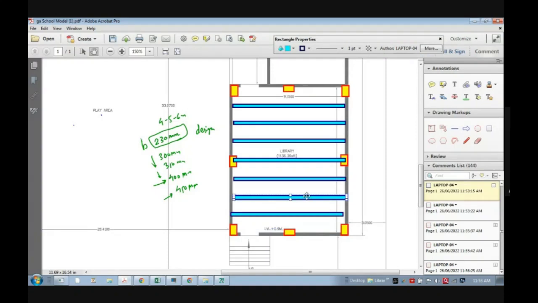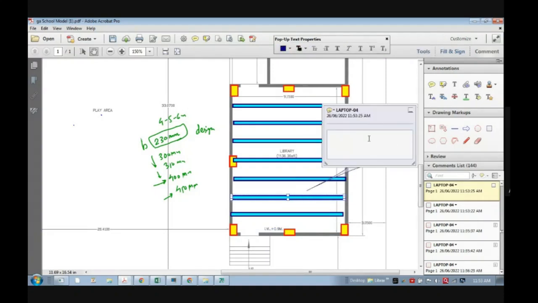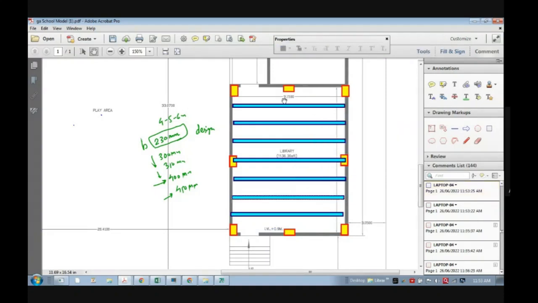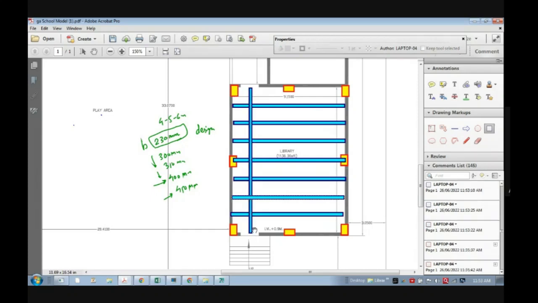So this will be your one-way side grid. So as our slab is two-way slab, all of you know this 9 meter by 12 meters. So it will be two-way slab. So I will also provide the vertical grid like this. So it is having a little different philosophy.